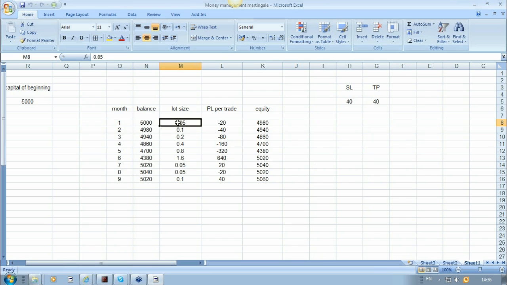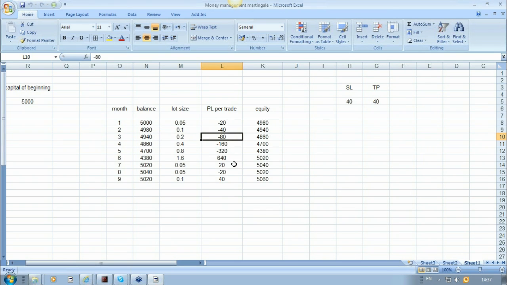For example, I lost $20. Why? I lost 40 pips multiplied by $0.50 per pip, which is minus $20. That's the equity and the next balance. I duplicate the next lot size. I lose, equity, balance, duplicate again. I duplicate only when I lose. When I profit, I begin from the very beginning.